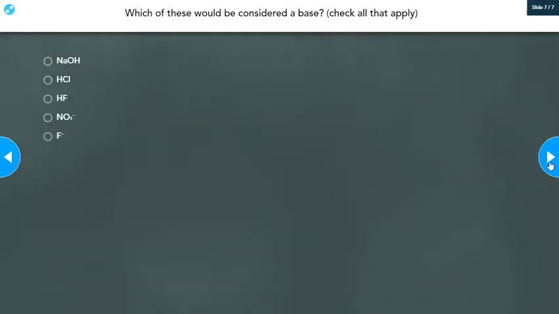Then, which of these would be considered a base? Well, we know this has hydroxide, so that works. This is an acid, it's hydrochloric acid. We use it all the time. Is it a base? No, because this is also going to give away the hydrogen.